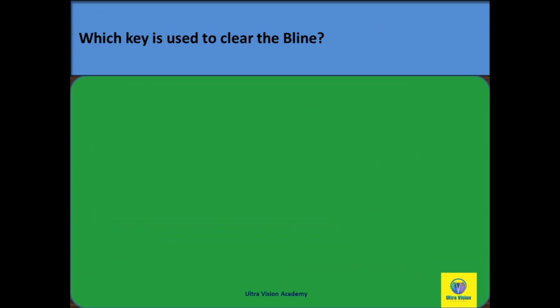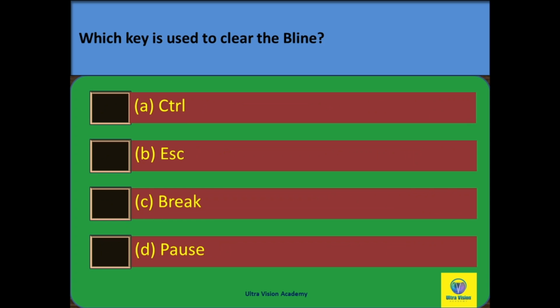Which key is used to clear the beeline? It means suppose you have created any path. Now you are not satisfied and you want to remove it. So using which key can you clear the beeline? The options are Control, Escape, Break or Pause. Well, the correct answer is Escape, B.